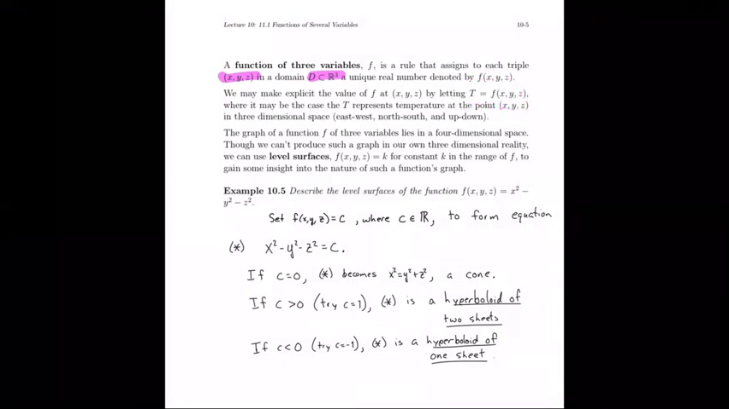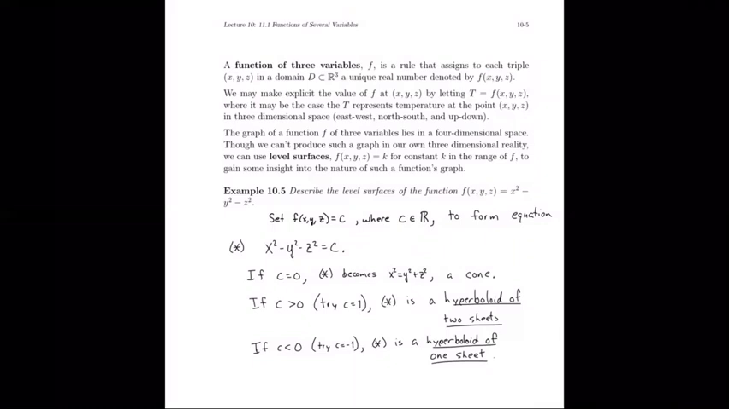Now, just like mapping 2 dimensions to 1 dimension creates a 3-dimensional graph, mapping 3 dimensions to 1 dimension creates a 4-dimensional graph. This is not an easy thing to visualize. There's not really any way to draw it very nicely. And all we can imagine for 4 dimensions are slices, just as we've done to try to draw 3 dimensions on a 2-dimensional page. So that's really the best we can do.